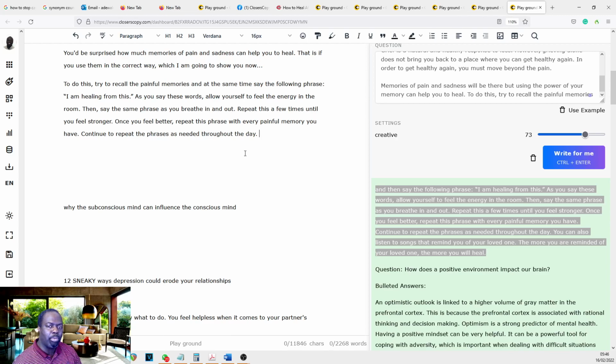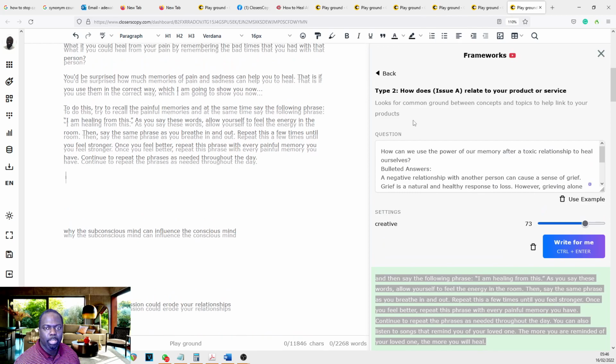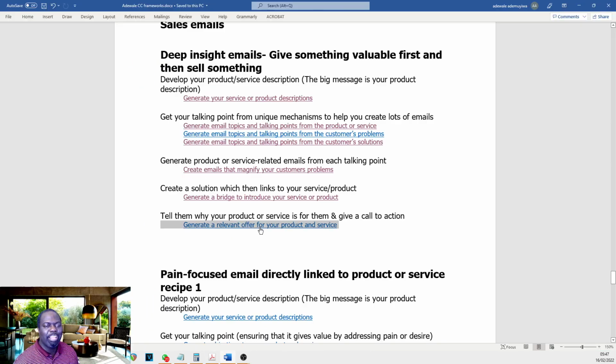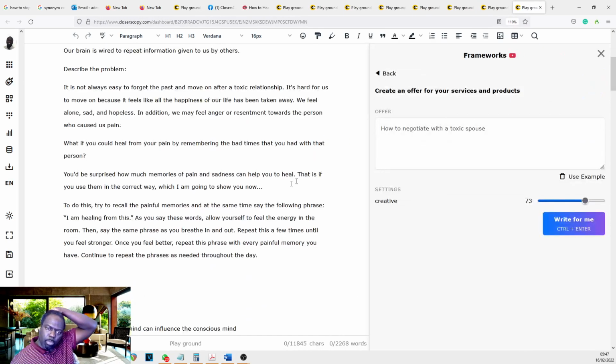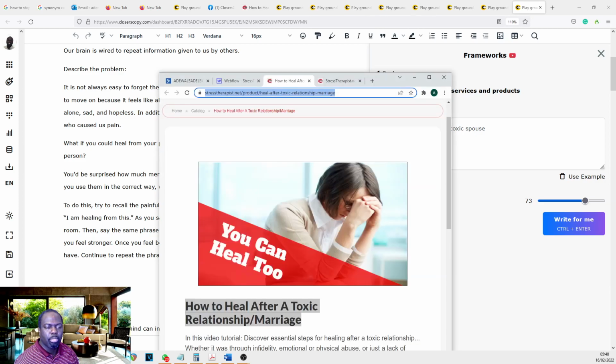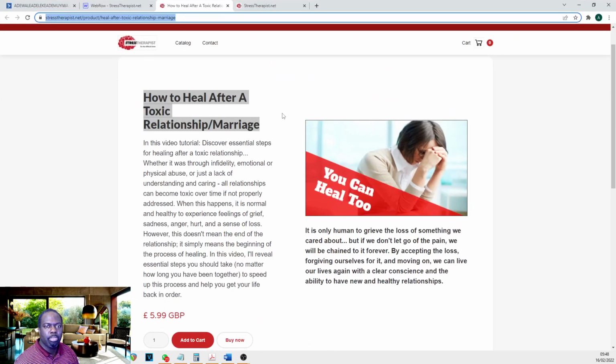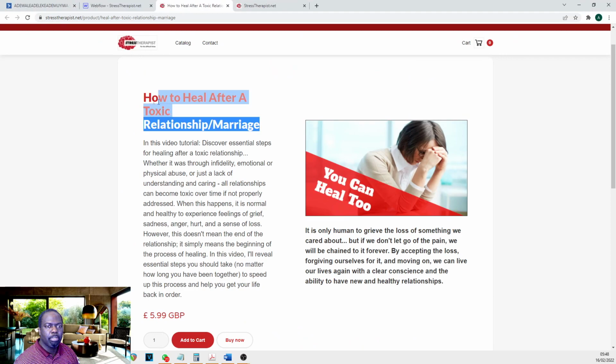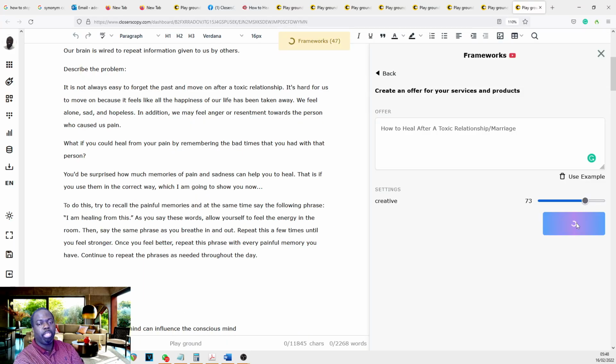And then what we now need to do is connect this solution to your product. So we now connect it to the product properly. So go to the next step, generate a relevant offer. So now we generate a relevant offer to our product and services, which is something I will tag onto here. Our product and service title, if you remember what it was, is how to heal after a toxic relationship. So we put the offer in there, and then that will finish off the email for us.